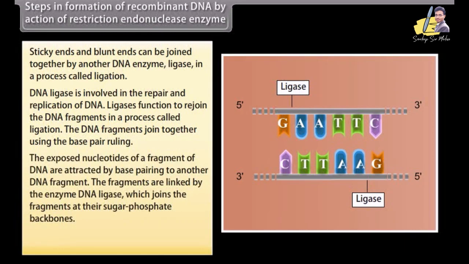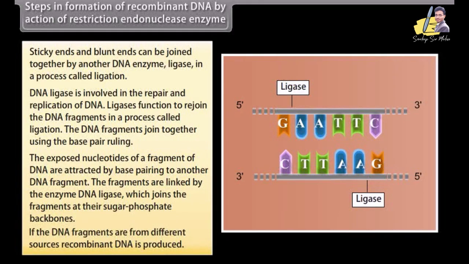The exposed nucleotides of a fragment of DNA are attracted by base pairing to another DNA fragment. The fragments are linked by the enzyme DNA ligase, which joins the fragments at their sugar phosphate backbones. If the DNA fragments are from different sources, recombinant DNA is produced.